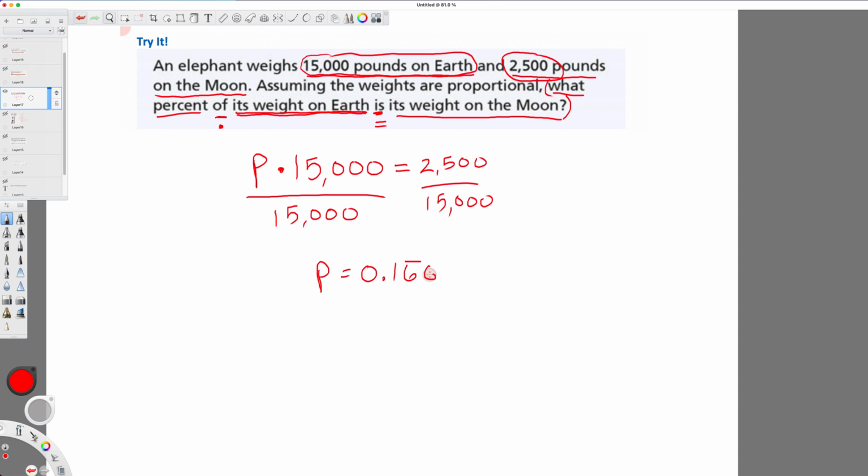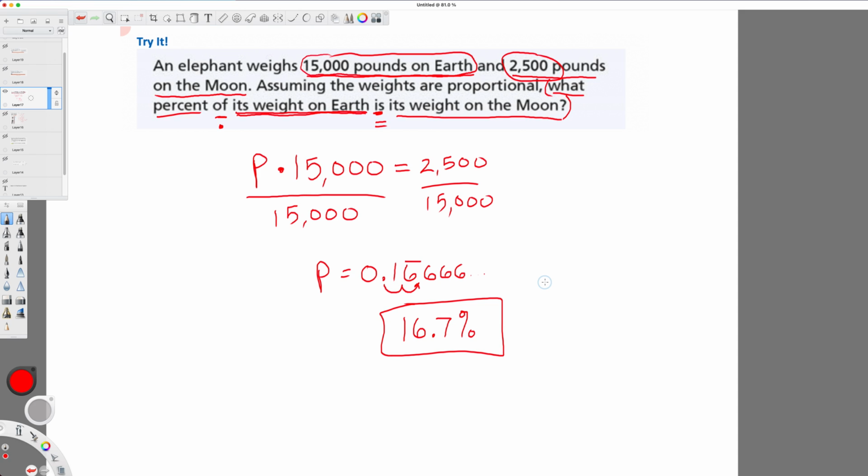So let's think about that. It's going to be a bunch of 6s, right? Because I need to bump the decimal 2 places over to get the percent. It doesn't say anything about how to round it, so I'm just going to round it to the tenths place. So I'm going to round it to 16 point, and then this 6 has a 6 to the right of it, so it's going to round up to a 7. So the percent is 16.7%. And so what that means is that the elephant weighs 16.7% of its Earth weight when it's on the moon.